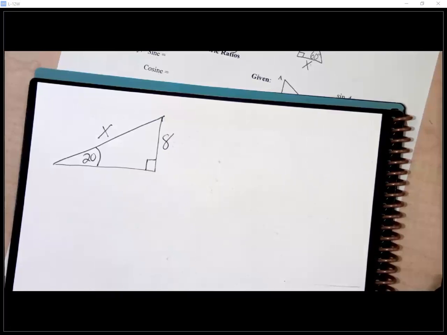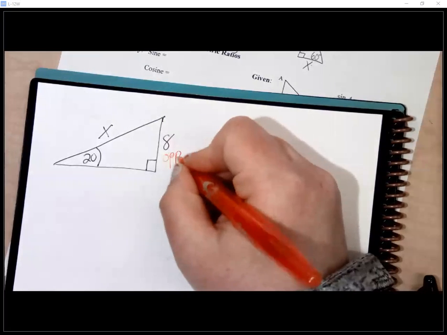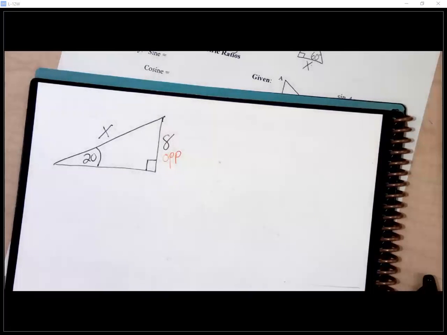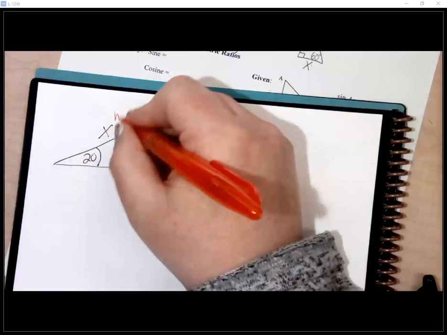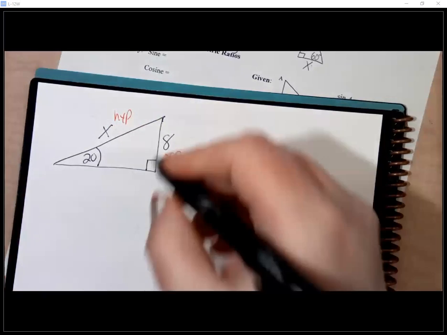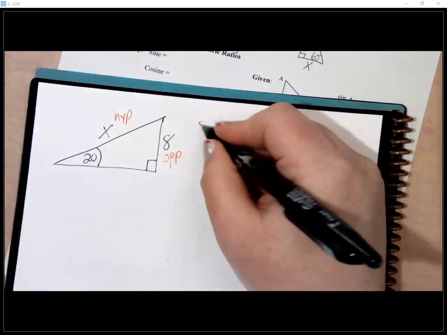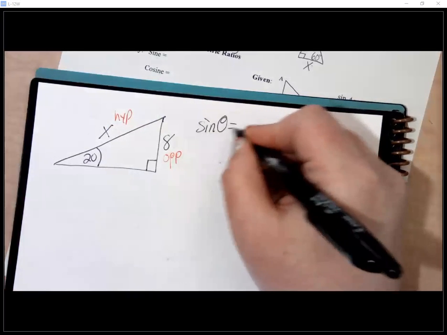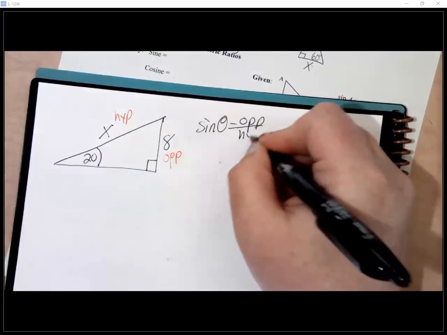Okay. All right. So what do you guys say 8 was? 8 was the opposite. And then the other side that I care about right now is the hypotenuse. I don't care about this side down here, so I'm going to ignore it. I'm not trying to find it. I don't have a value. Ignore it. So since I'm dealing with opposite and hypotenuse, that means the ratio I'm using is? Yes, sine. So sine of some angle is always opposite over hypotenuse. That's what we get from the magic SOH CAH TOA word.